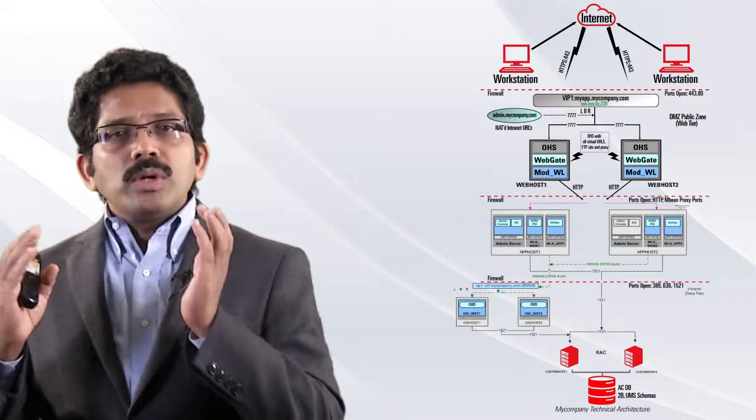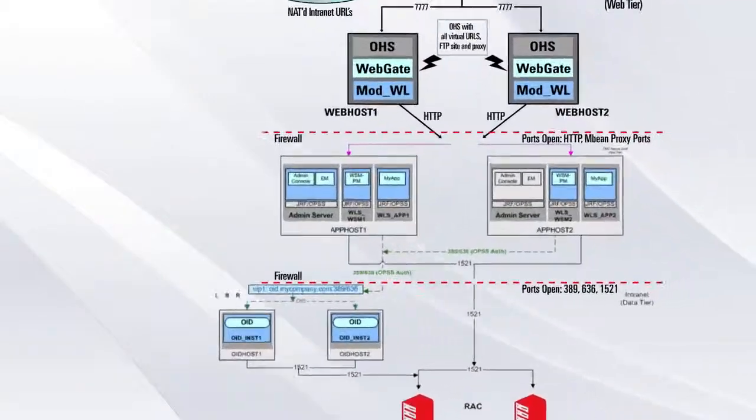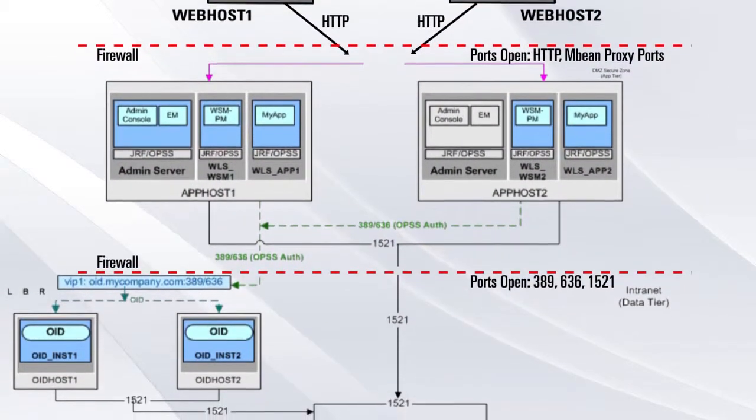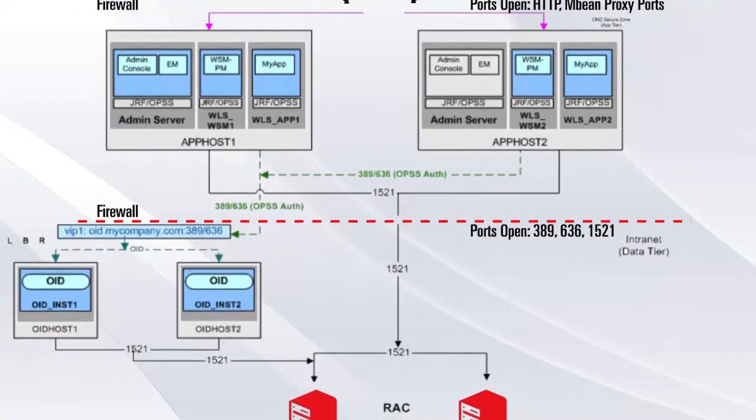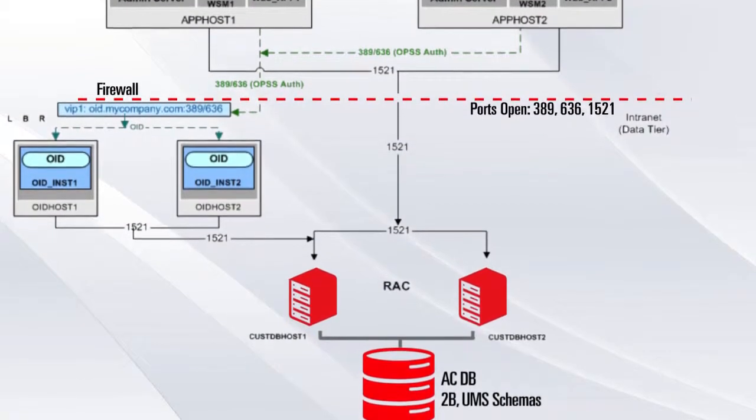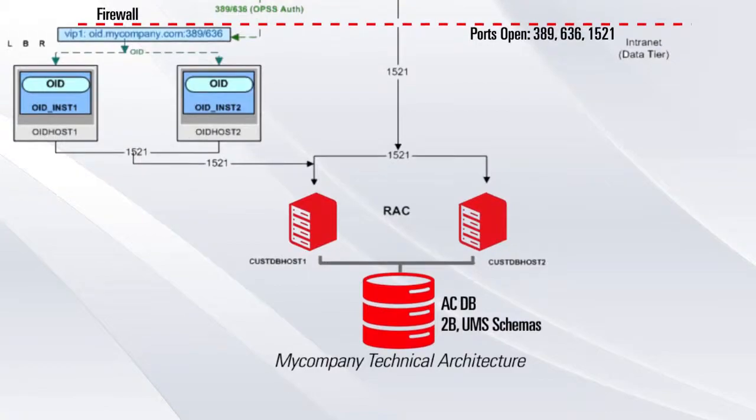For example, in the DMZ, you may need only the web listeners like OHS or OTD. But the application tier will host all the applications, which are secured. And then the data tier is the most secured, where you have the most secured data elements deployed.